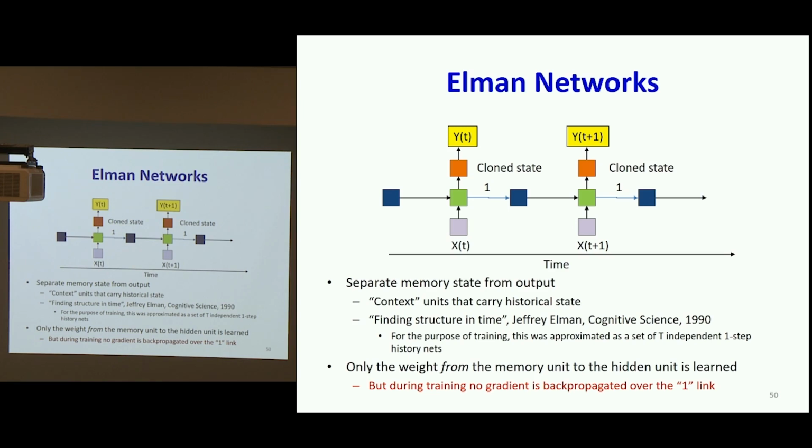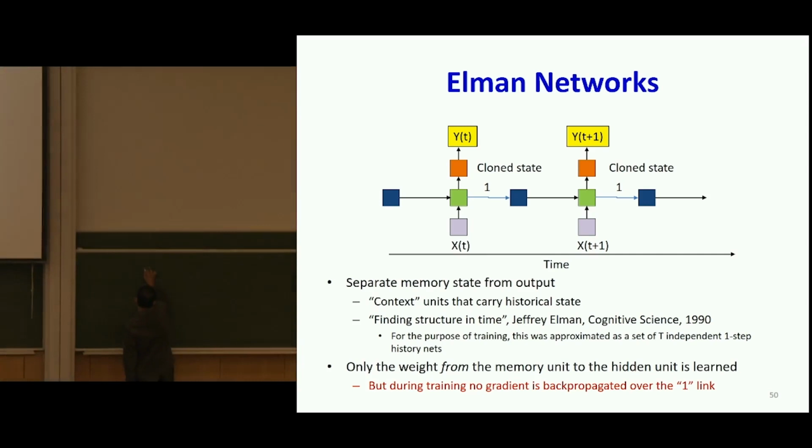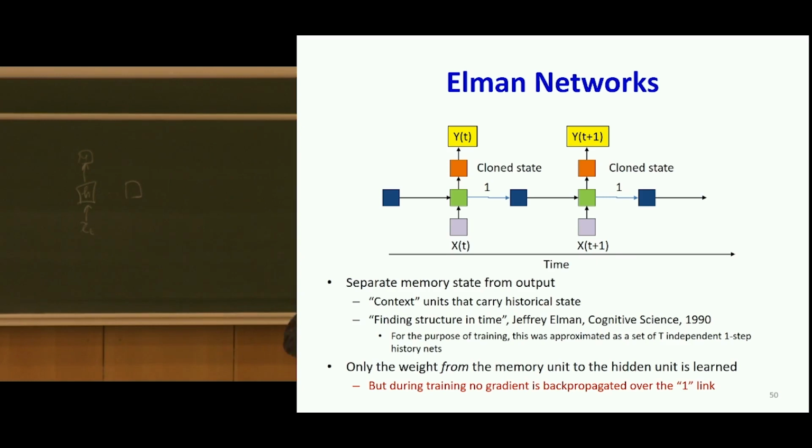Now, what's the purpose of cloning? At his time, for some reason, they thought this was a really good idea, or at least this guy did. And the idea was, you have any input, you have the hidden state, and then you compute the output. Then you copy this over, so you actually clone it. It's like copying the whole thing with just a weight of one. And this one informs the hidden state at the next time, which you try to use to compute the next output.